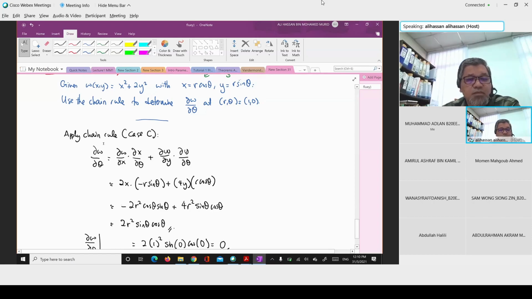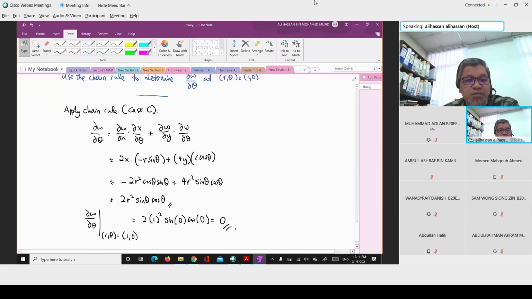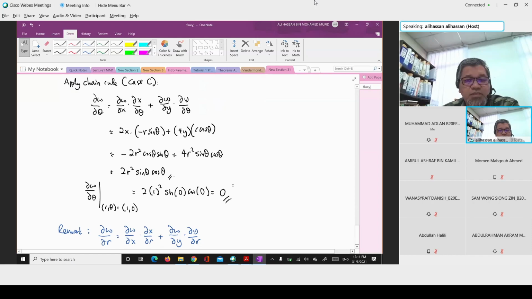If you are able to write this partial derivative chain rule correctly, then you will get some marks. If you are able to find the partial derivatives correctly, then you will get additional marks also. If you manage to get this answer correctly, then of course you will get 1 mark. And if you are able to do this substitution correctly, to be able to get this answer correctly, then you will get marks also.